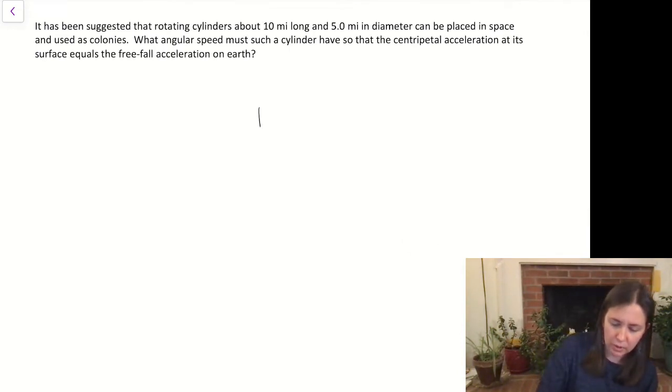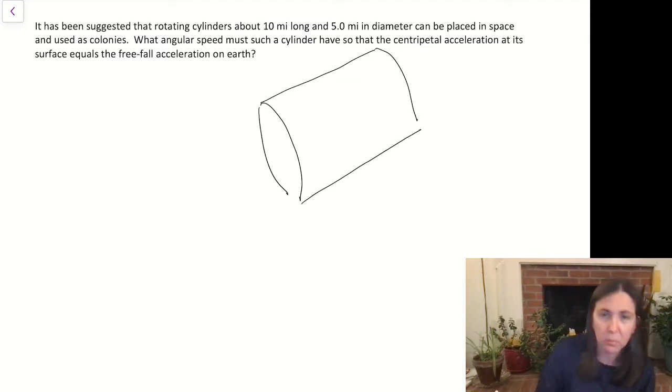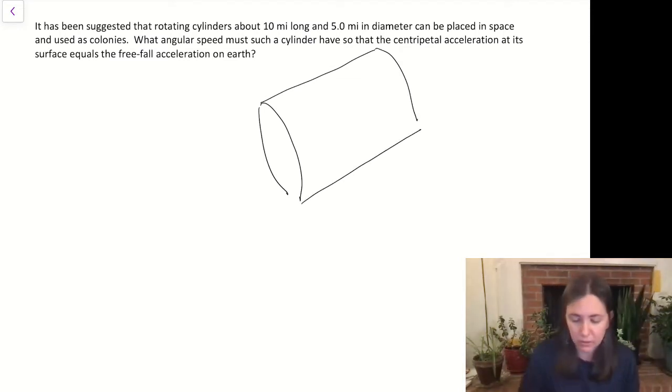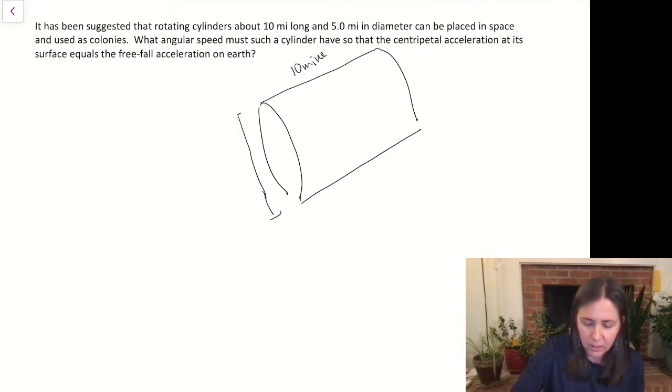So I'm just going to draw it like this. I don't know if my proportions are good, but there's my cylinder where this is 10 miles and the diameter here is going to be 5 miles.